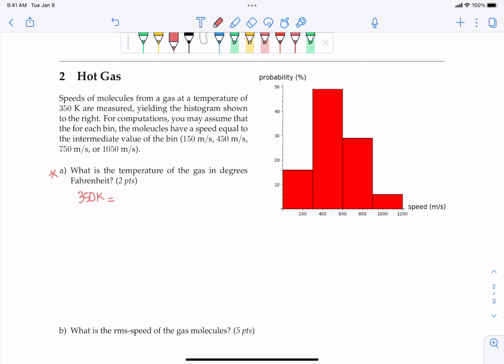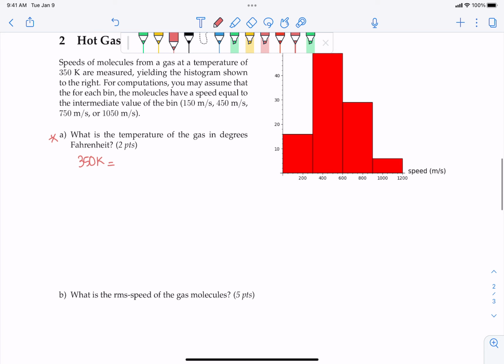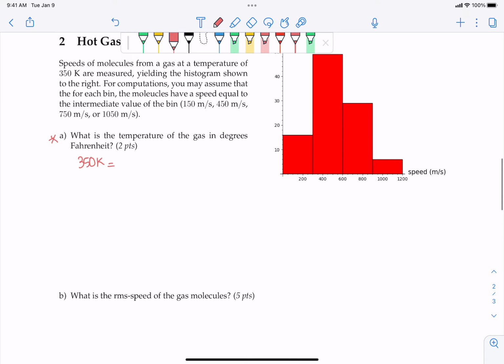And yes, I believe we do have this on the formula sheet. Let me check the formula sheet for my quiz real quick. Yeah, they give you the conversion from Kelvin to Celsius, and from Fahrenheit to Celsius and Celsius to Fahrenheit. They give you both on the equation sheet. So the temperature in Kelvin is equal to the temperature in Celsius plus 273, so 350 Kelvin is equal to the temperature in Celsius plus 273.